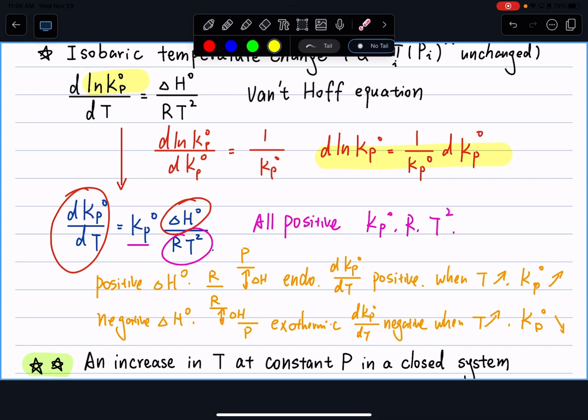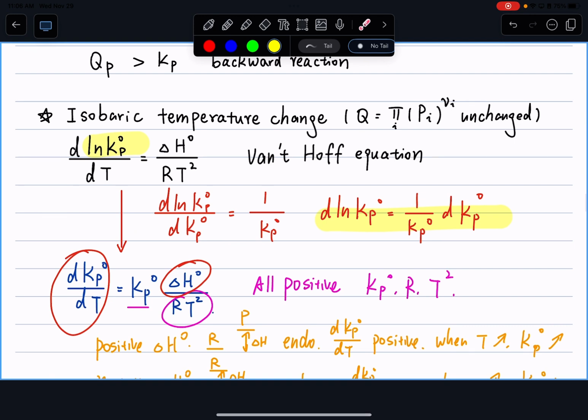Whether it is endothermic, meaning you have a positive delta H, your reaction absorbs heat, and you have the equilibrium movement accordingly. Or if you have an exothermic reaction, you have a negative delta H, so this derivative becomes negative. So when temperature increases, your equilibrium constant decreases. And with your reaction quotient staying the same, you can predict how your reaction is going to move with respect to temperature change.